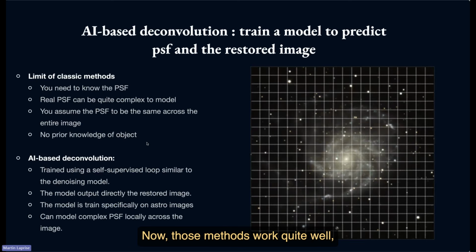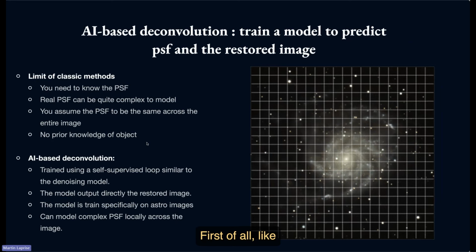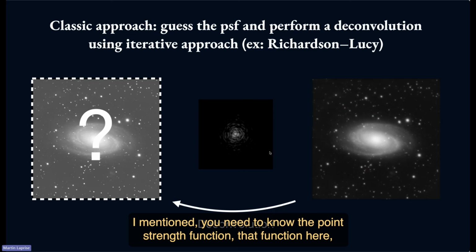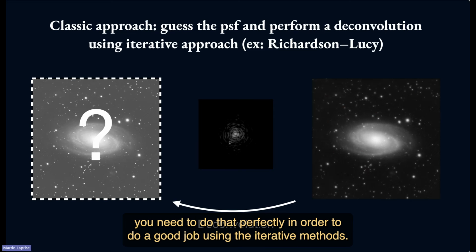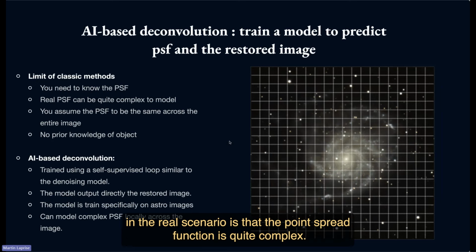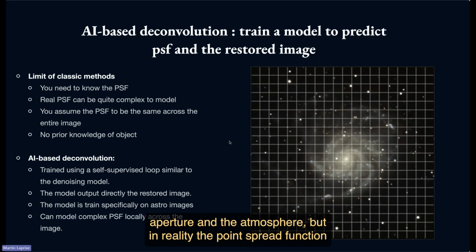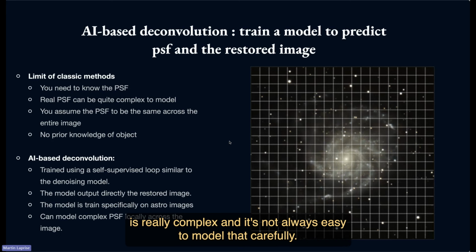Now, those methods work quite well, but there are a lot of limitations to those iterative methods. First of all, like I mentioned, you need to know the point spread function. You need to know that function perfectly in order to do a good job using those iterative methods. Another thing that is always hard in real scenarios is that the point spread function is quite complex. Previously, I showed some interesting responses of the aperture and the atmosphere. But in reality, the point spread function is really complex, and it's not always easy to model it carefully.